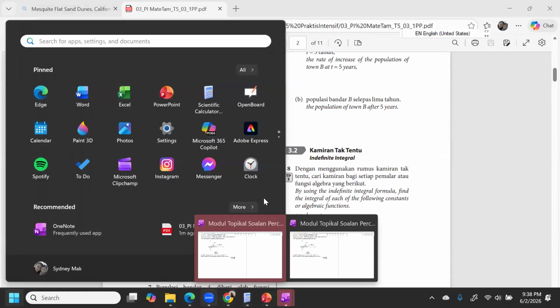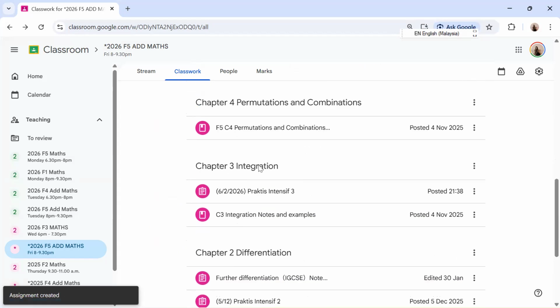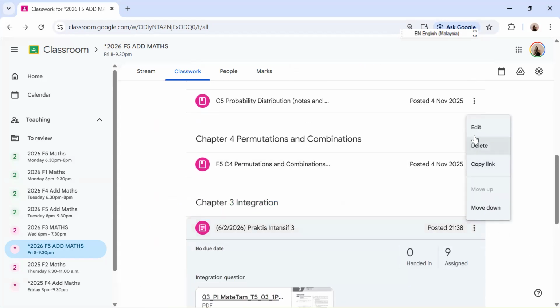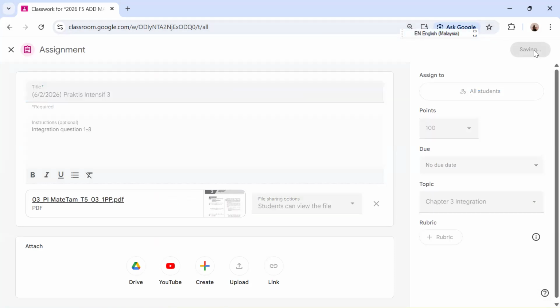But the word problem, maybe you need to think a little bit. If you can't do, it's okay. Okay, try that one. Question 1 until 8. Alright, that's your homework for today.